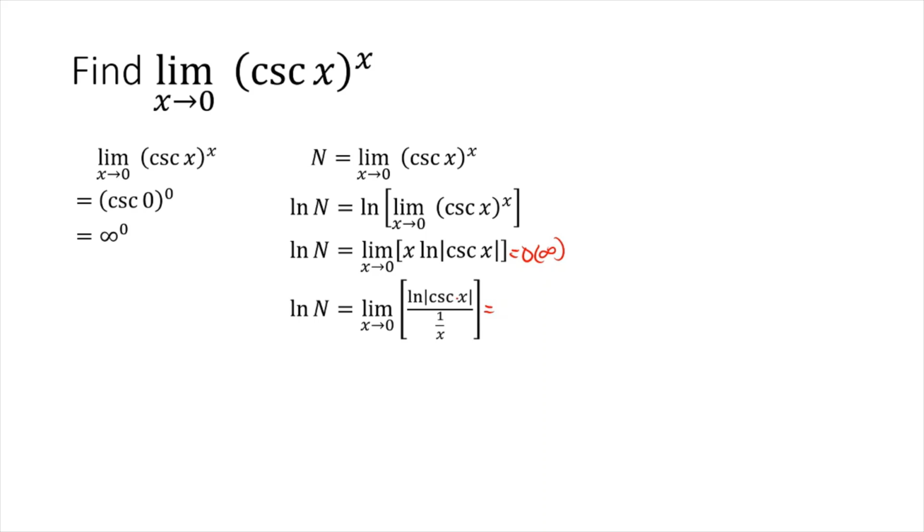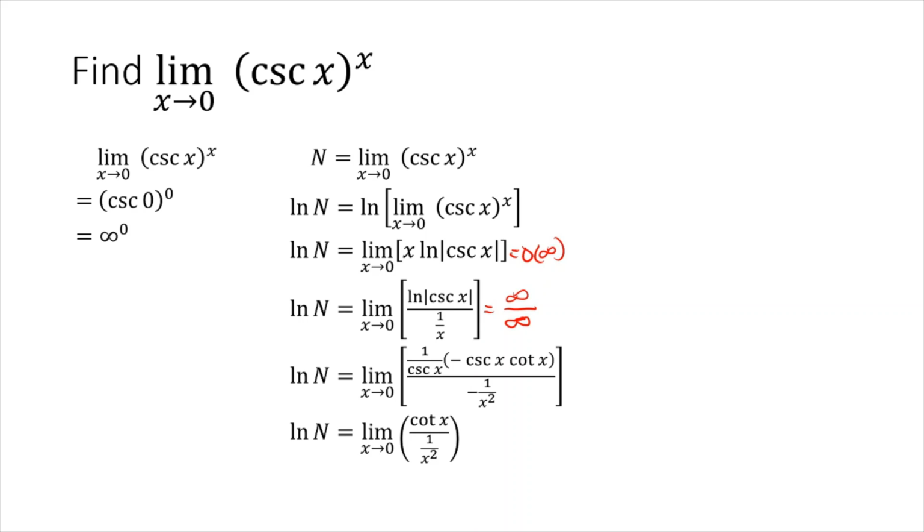Let's check if this will give us 0 over 0 or infinity over infinity. Ln cosecant of x, where x is 0. Again, cosecant of 0 is infinity, ln of infinity is infinity. And then 1 over x, where x is 0. So this ratio will approach infinity, right? So we now have an indeterminate quotient. Let's use L'Hopital's rule. Differentiate the numerator and denominator separately. The derivative of ln cosecant x with respect to x results in this expression in the numerator, and the derivative of 1 over x with respect to x is negative 1 over x squared. Simplifying, we get the limit as x approaches 0 of cotangent x divided by 1 over x squared.